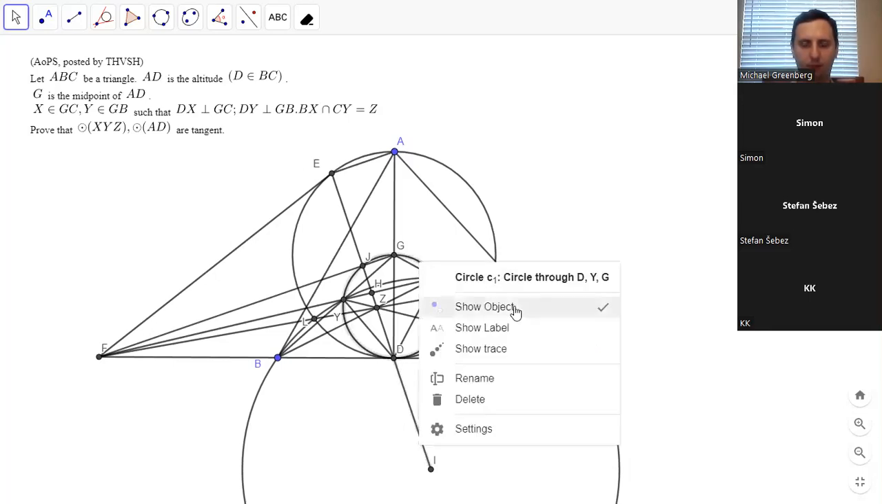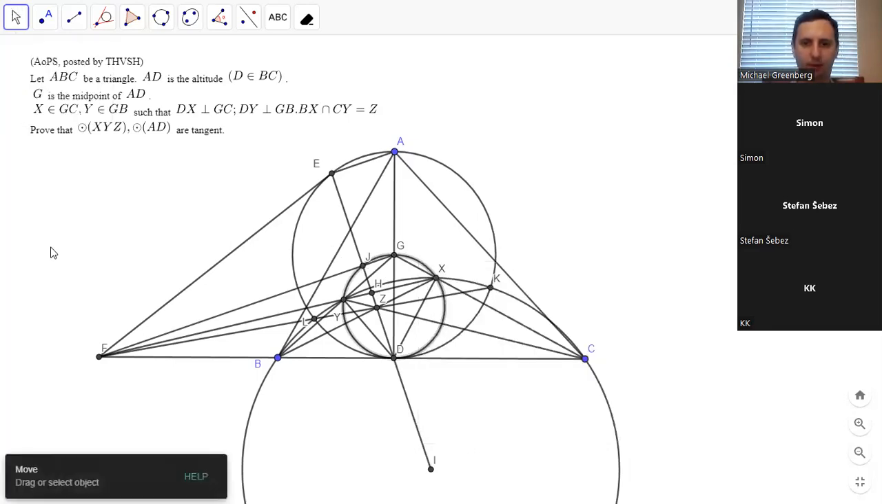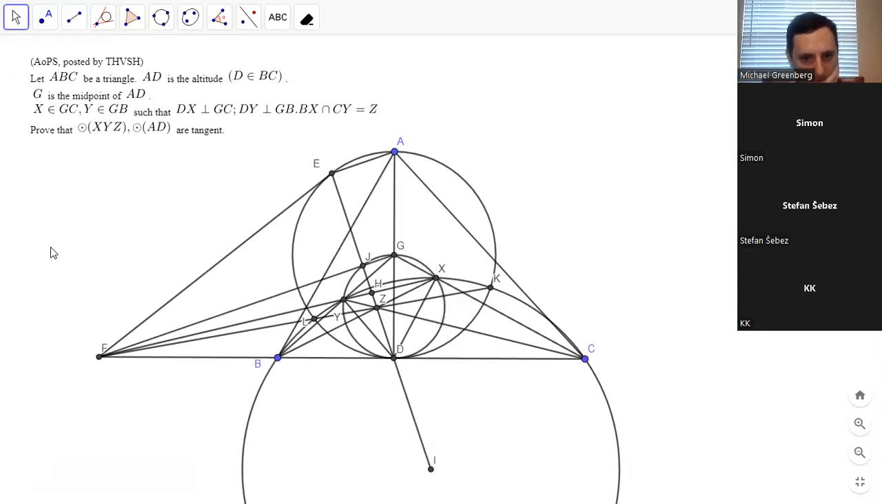So I'm going to hide this circle. Yeah, how do we know DZ is perpendicular to FG? Oh, I think I proved that Z, D, and I are collinear. So we'll use poles and polars. I have already proved that ADE and BYXC are orthogonal. And so we see that IK and IL are tangents from I to that circle.